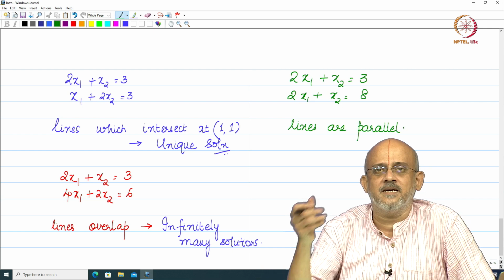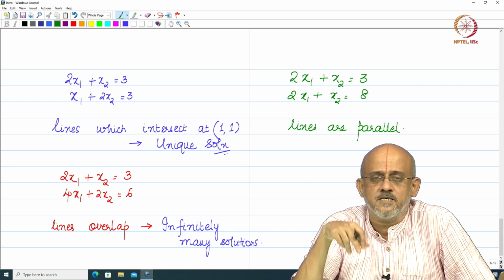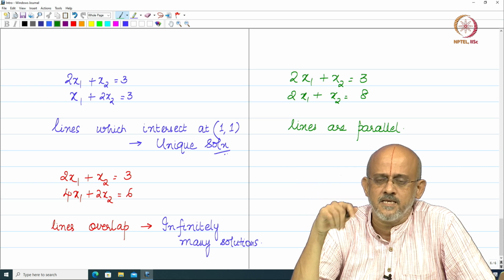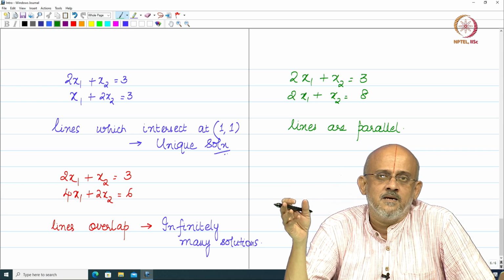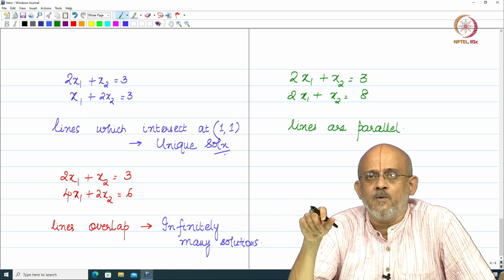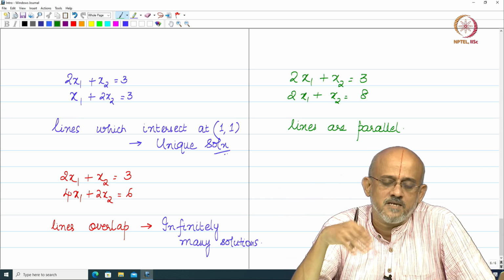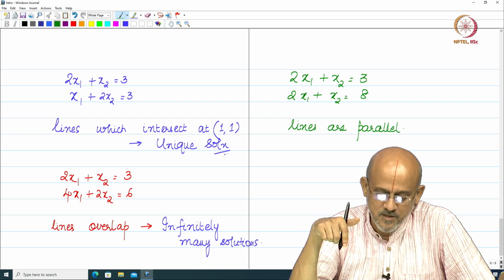We interpreted the solution to this system of linear equations as the point of intersection of the two lines. In the first case the two lines intersect at 1 comma 1, and this point 1 comma 1 lies on both lines, 2x1 plus x2 is equal to 3 as well as x1 plus 2x2 is equal to 3, and therefore that became the solution.